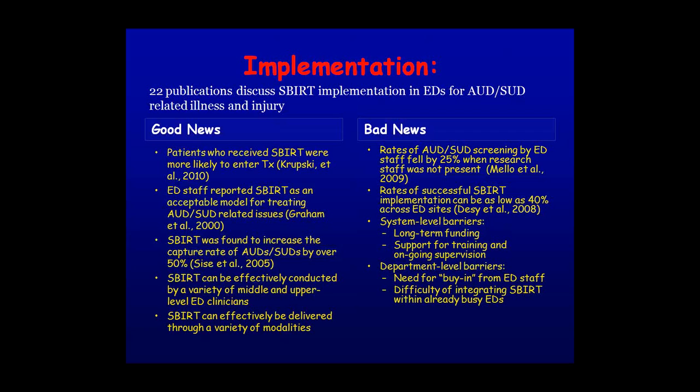And this is also where the challenge I talked about earlier comes in: the system level barriers, long-term funding, support for training and ongoing supervision. So if you have buy-in, but you don't have resources that the administration will give you to train your staff to do it, where are you going to get the money to do it? Where are you going to get the people to train the staff and to supervise the staff?